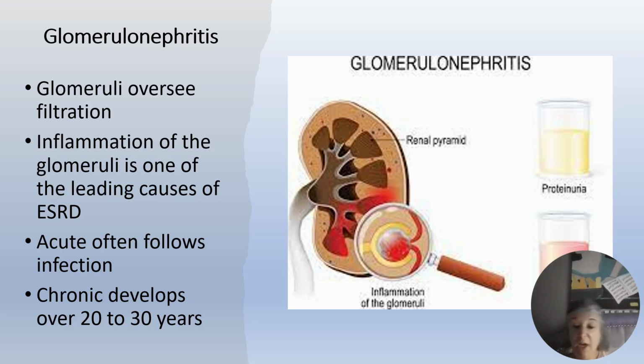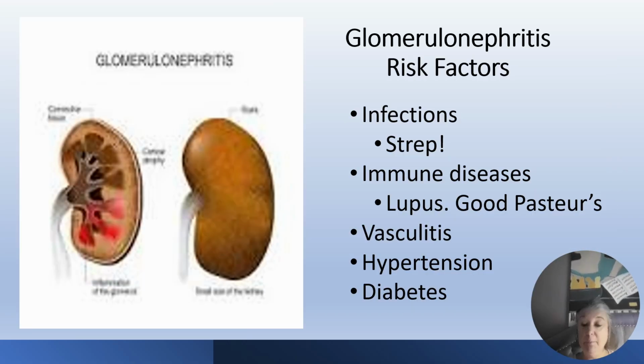Acute glomerulonephritis is often related to infection. Strep likes to do crazy things, and glomerulonephritis is often related to a strep infection. Chronic glomerulonephritis is going to develop over 20 to 30 years. So this is another instance where the damage is occurring slowly. And so those signs and symptoms may not pop up until we have real severe damage, possibly having progressed to that end-stage renal disease. And then again, that is dialysis life for you.